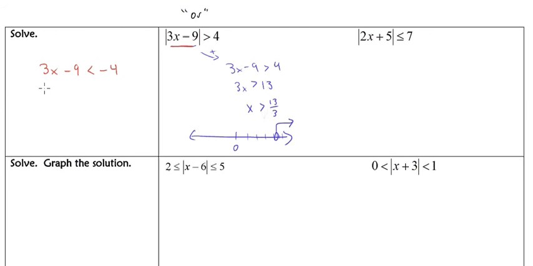Add 9 to each side, we get 3x is less than 5. Divide each side by 3, and we get x is less than 5 thirds. So positive 5 thirds, and that's going to be 1 and 2 thirds. Open circle and shading to the left. So again, in an OR situation, they're going opposite directions from one another.